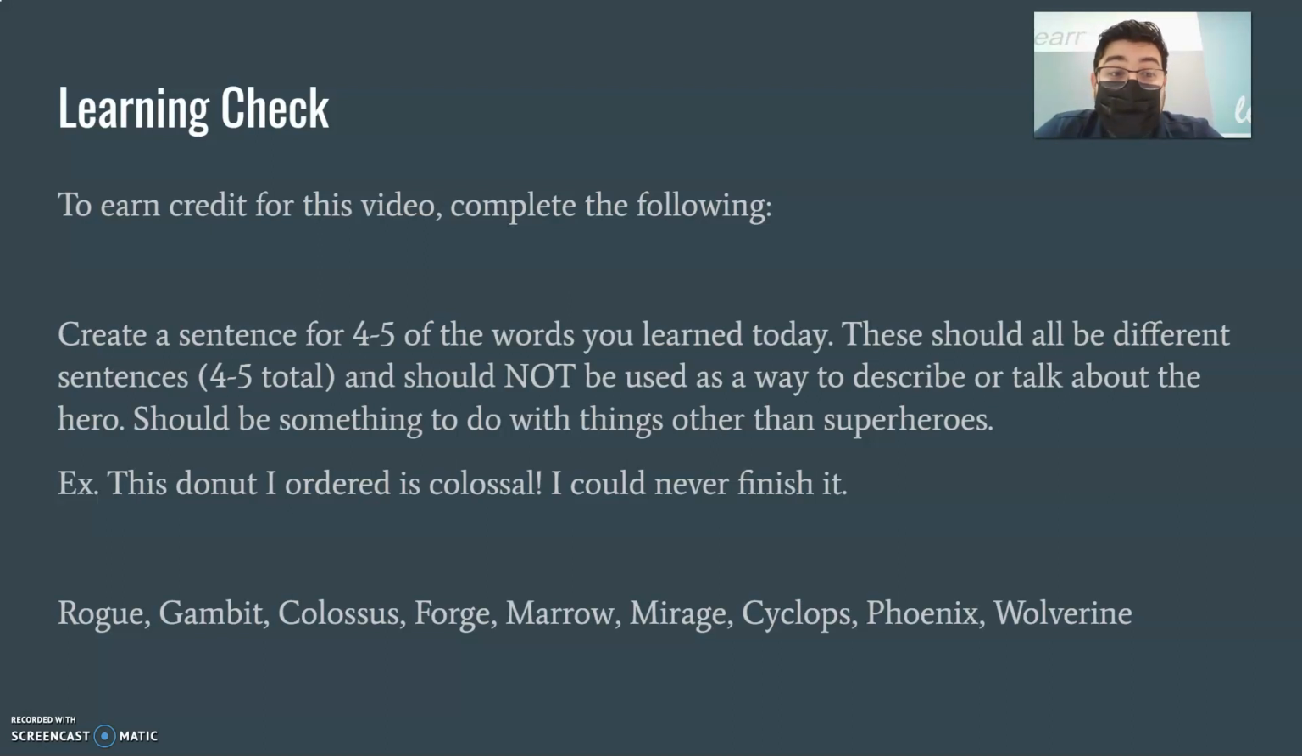So for instance, this donut I ordered is colossal. I could never finish it. Not saying Colossus is over there or Cyclops can shoot lasers from his eye. I don't want to hear that. I want to hear something like this donut I ordered is colossal. I could never finish it. Or using it in a way that you would use it every day. Not talking about superheroes, okay? So give me 4 to 5 sentences, about 4 to 5 words. If you can throw 2 words in there together, that's fine, but it's got to make sense, all right? I don't want it to be, oh, Cyclops, Wolverine, and the Phoenix were all hanging out. No, that's not how it's going to work. You gotta make sure that you're making a sentence for each one, okay?